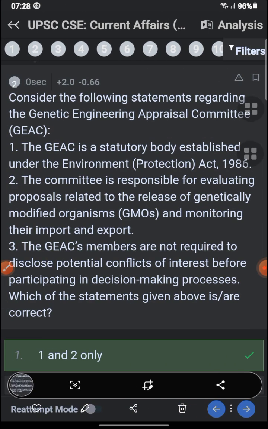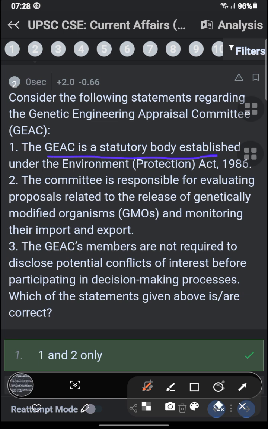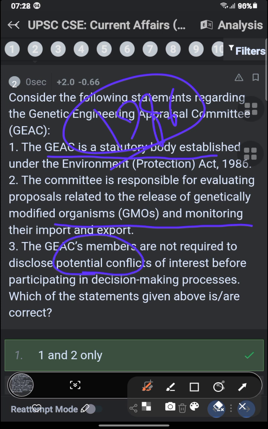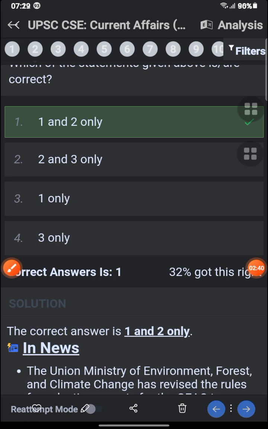Next, consider the following statements regarding the Genetic Engineering Appraisal Committee. The Genetic Engineering Appraisal Committee is a statutory body established in 1986 under the Environment Protection Act. The committee is responsible for evaluating proposals related to the release of genetically modified organisms, and the committee members are not required to disclose potential conflicts of interest before participating in decision making. So that is actually wrong. So what is right here?